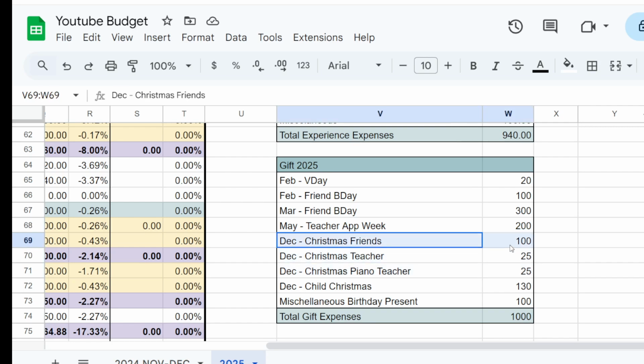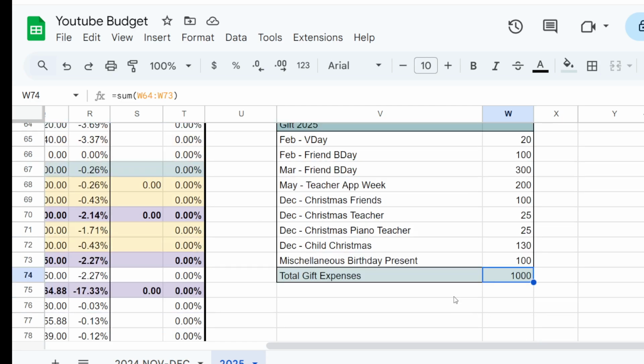So for Christmas, if I have any friends that I want to give gifts to, I just put out $100. For teachers, I usually give just a $25 gift card and some chocolates. My child's piano teacher is $25, and then I wanted to give my child some Christmas presents. I'm trying to limit myself to $130. And for miscellaneous birthday presents throughout the year that I haven't accounted for, I just put another 100. So that's where I'm coming up with $1,000 for gifts.